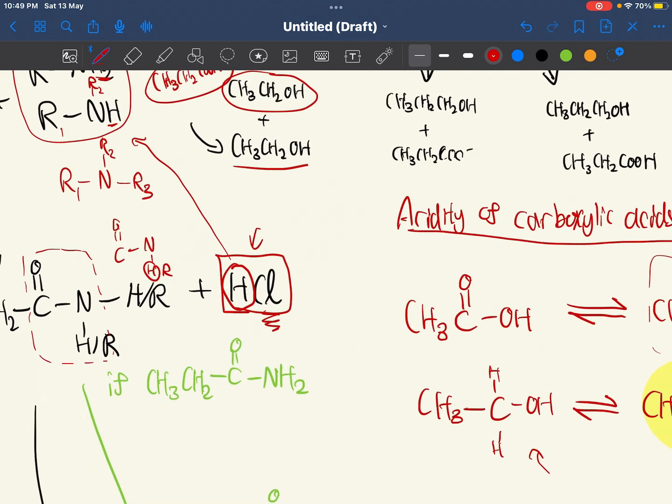Okay, so what constitutes a primary, secondary, or tertiary amine? It's kind of similar to alcohol again. The whole idea is how many R groups are attached. When I look at my primary amine, I see one R group attached, so this is a primary amine. If I have two R groups attached, this is my secondary amine. And if I have three R groups attached, this is my tertiary amine.